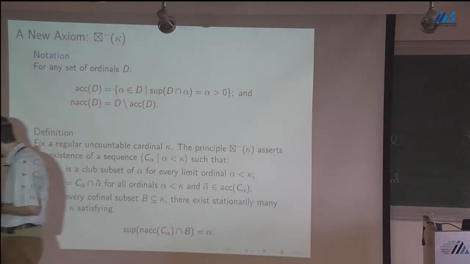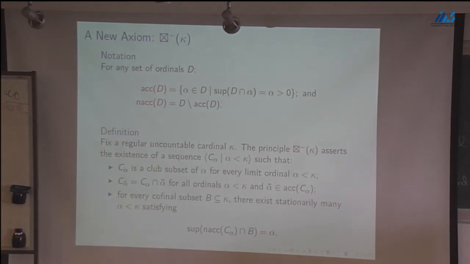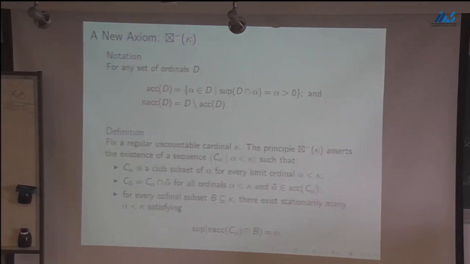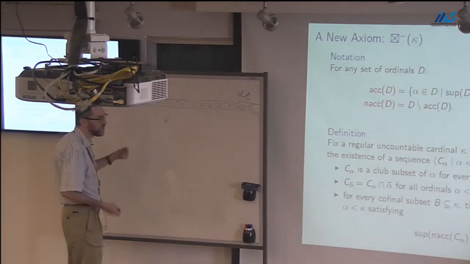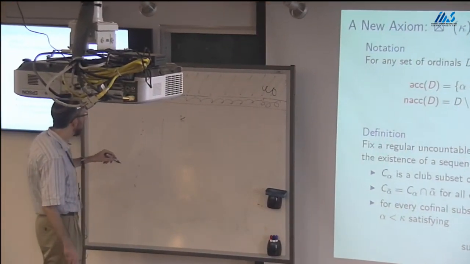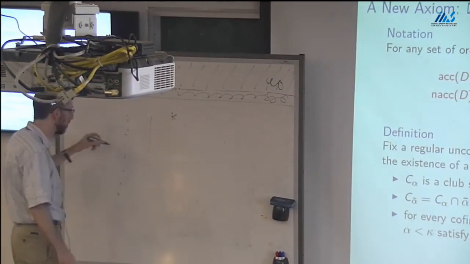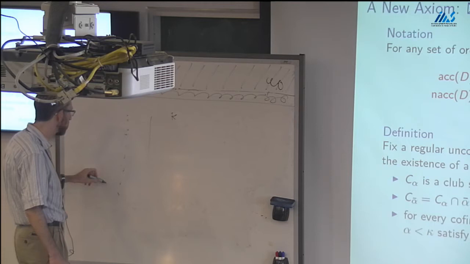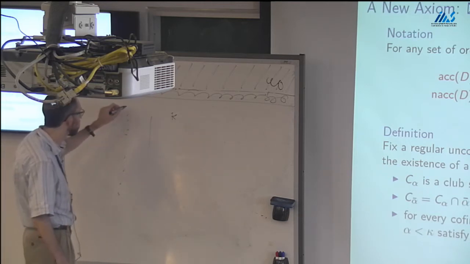What we're basically saying is that you've got some cofinal subset, so here's our cardinal kappa, and you've got some cofinal subset up to kappa. Usually it'll be a stationary set, but it doesn't really matter. And what we want to say is there is some stationary collection of ordinals, but this other stationary set consists of points that are not necessarily in B. So this was our set B.